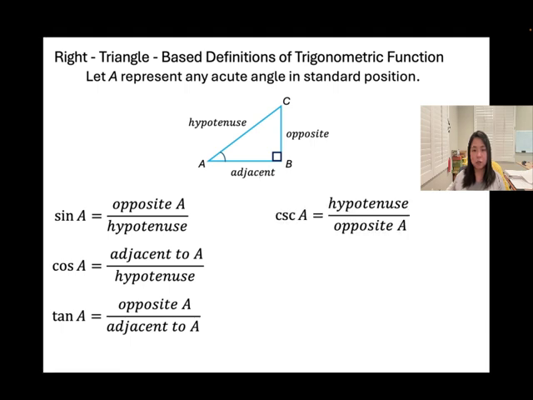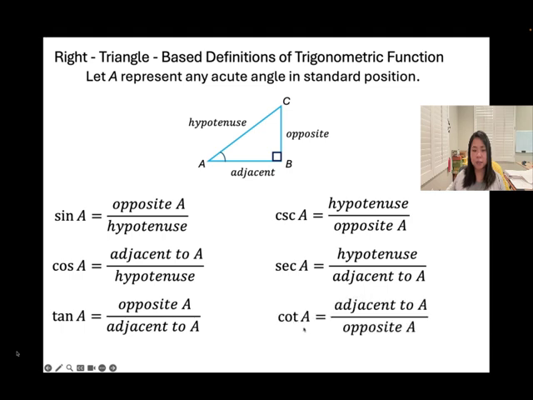If we want to find the cosecant A, that will be the reciprocal of sine A, which just means hypotenuse over opposite. If we want to find the secant A, that will be the reciprocal of cosine A, so that will be hypotenuse over adjacent. Cotangent A, same idea, is the reciprocal of your tangent A.